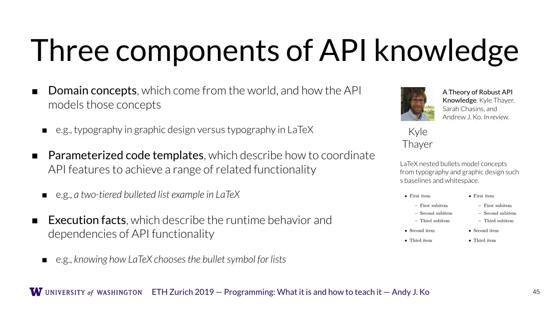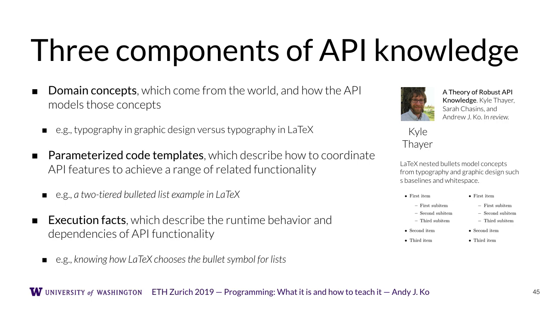So my student Kyle Thayer has done some work that's found that really there's three kinds of knowledge that robust API knowledge requires. The first is something we call domain concepts. Domain concepts come from some domain in the world. They're not part of the API, but the API models them, right? And the understanding that somebody needs is both those concepts in the world and how the API models them. So here's an example. LaTeX uses the domain of typography in graphic design, but it models typography in a particular way.